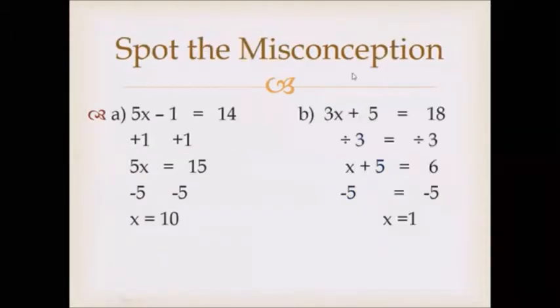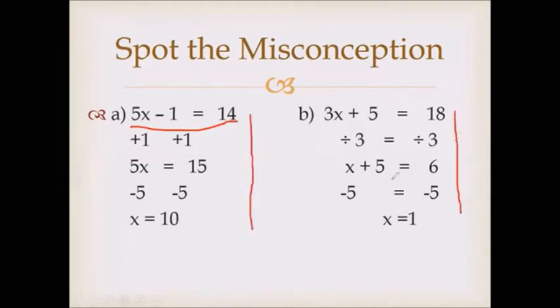Now spot the misconception. Most of the students have some misconception about how to solve these equations. There are some mistakes in these equations. Some steps are wrong in these equations. We have to identify them. First, let us see this: 5x minus 1 is equal to 14.